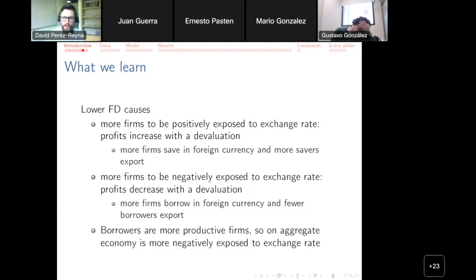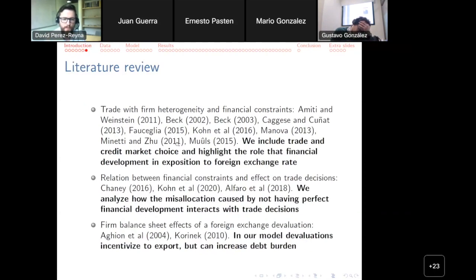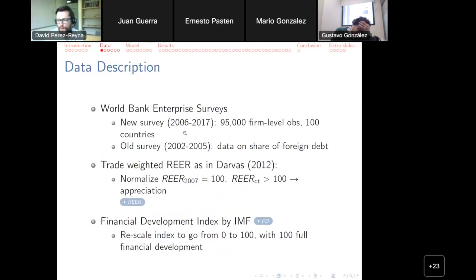Okay. So let me go on with the presentation and show our empirical motivation. We're going to use firm-level data from the World Bank Enterprise Survey. This is data we have since 2006 to analyze the share of foreign debt. We use a previous survey from 2002 to 2005. As a measure of the real exchange rate, we're going to use a measure calculated by Darvas. In these results, a higher real exchange rate means an appreciation. And as a measure of financial development, we're going to use the financial development index by the IMF.